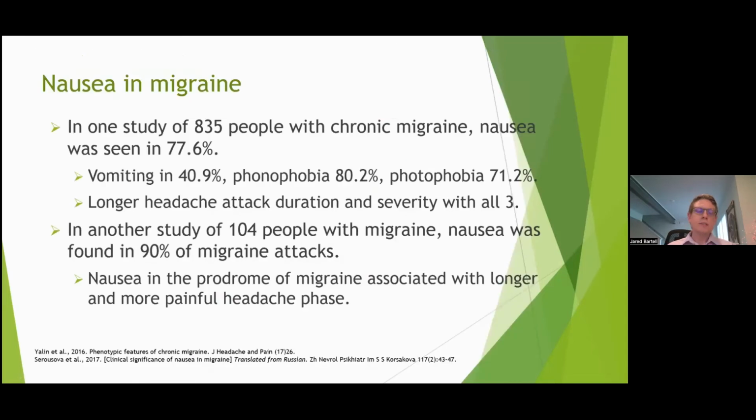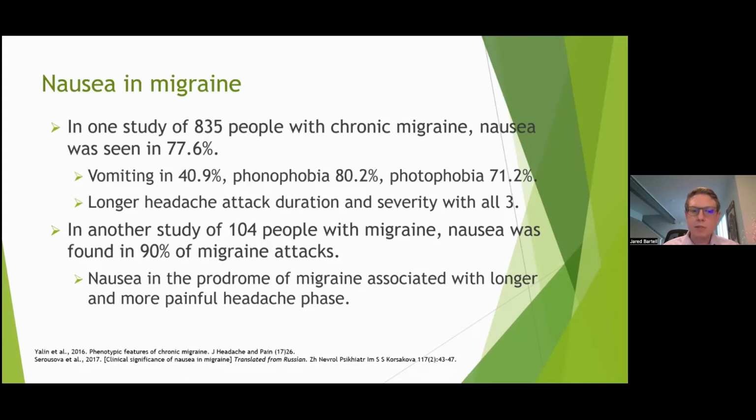Okay, so in general, we think of nausea as usually being associated with migraine, in the majority of cases, or at least 50% of the time. But there were a couple of studies that have looked at this, and in one larger study in patients with chronic migraine, nausea was seen in more than 3/4 of them. Vomiting was seen in less, close to 40%, sound sensitivity in 80%, light sensitivity in 71%. And I just mentioned those things because with all three together, that was associated with a longer headache attack duration, like the actual headaches themselves were longer and more severe in patients with all three of these things, so nausea, vomiting, light and sound sensitivity, compared to people that didn't have all three.